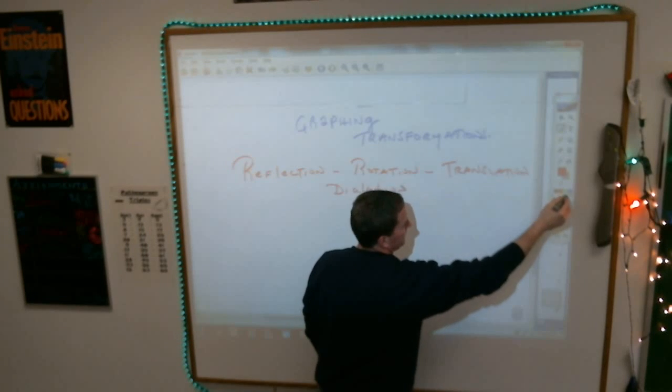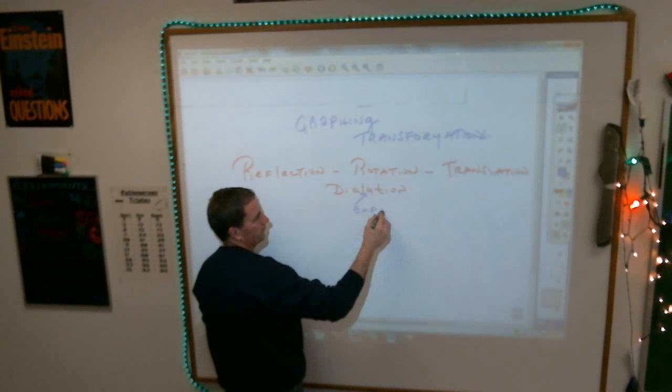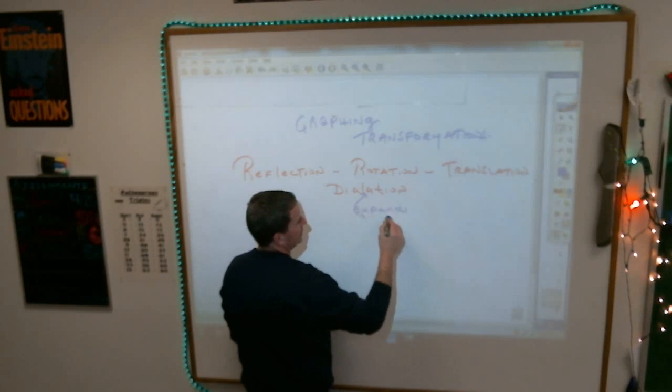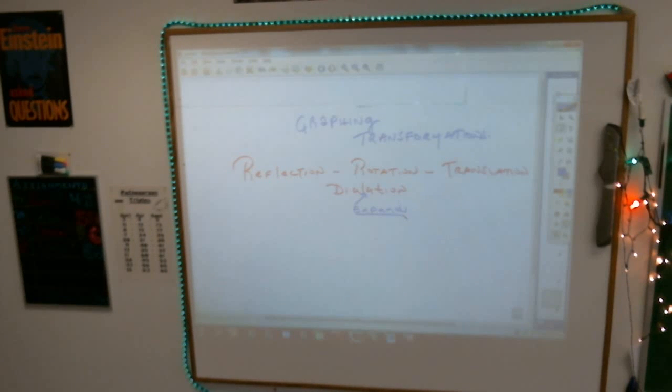Probably the only one that might throw you for a little bit of a loop is dilation. Dilation just means it gets bigger or expands. And I suppose it could get smaller if you dilate it by a fraction, because that would actually make it smaller.